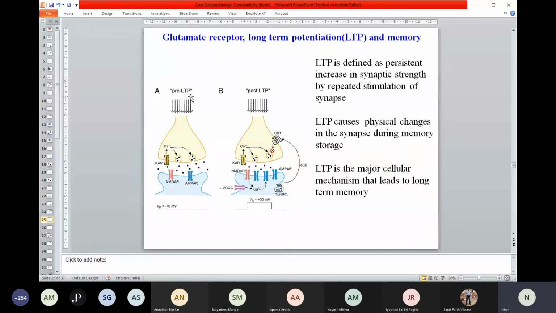So this is the pre-LTP. I'm talking about LTP, long-term potentiation. Just think about normal circumstances. This is what normally happens. Now this neuron is firing constantly, repeatedly with a specific gap interval. A change happens in the postsynaptic neuron. You see some of the receptors become more and more. See, the AMPA type of receptors are more and more, right?